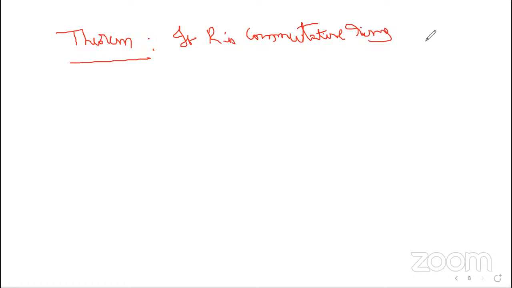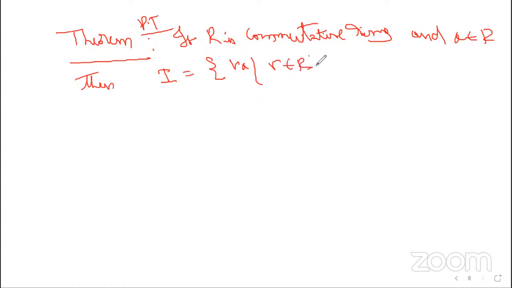R is a commutative ring and a belongs to R. Prove that I equal to the set of ra such that r belongs to R is an ideal of R.